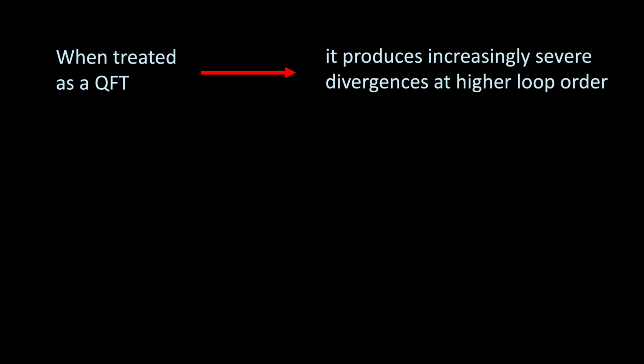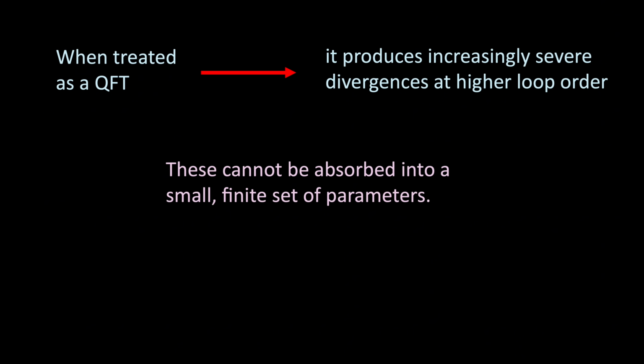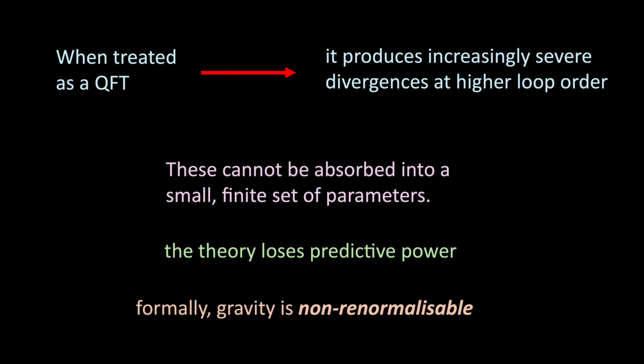When treated as a quantum field theory, it produces new and increasingly severe divergences at higher loop order. These cannot be absorbed into a small finite set of parameters. Each new level of correction introduces new kinds of infinities that would require new counterterms to cancel them. And because an infinite number of counterterms would need to be fixed by experiment, the theory loses its predictive power if we demand it works at arbitrarily high energies. Formally, gravity is described as perturbatively non-renormalizable.